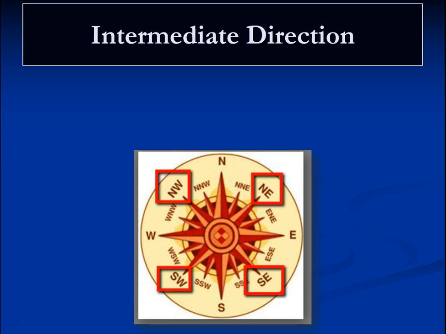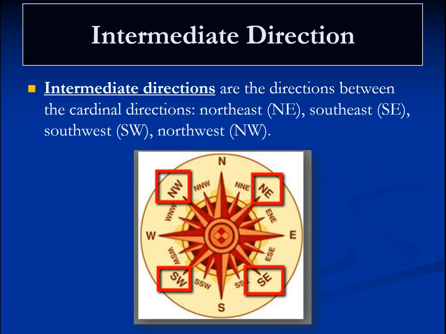Intermediate direction. Intermediate directions are the directions between the cardinal directions: northeast, southeast, southwest, and northwest. And you can see here, these are the intermediate directions. These are the cardinal directions. All of them found on a compass rose.